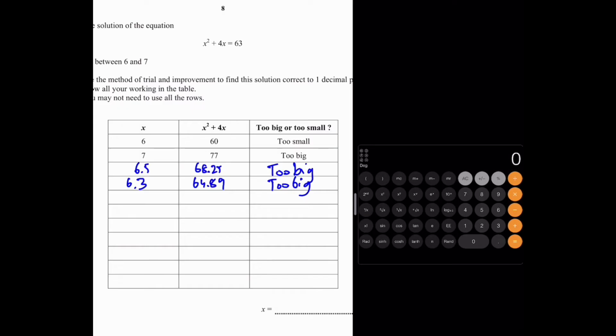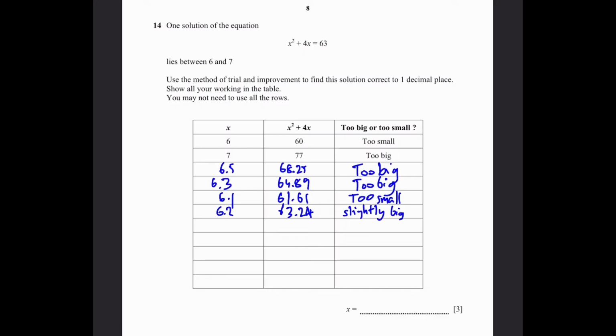Now we go even smaller, 6.1, and then we square it, added with 6.1 into 4, 61.61, which is too small. Now we take 6.2, square it, add 6.2 into 4, 63.24, which is slightly bigger. And now we've done all the values for one decimal place. Out of these, 6.2 is actually the closest to 63. It gives the closest answer. Therefore, we can write x equals 6.2.